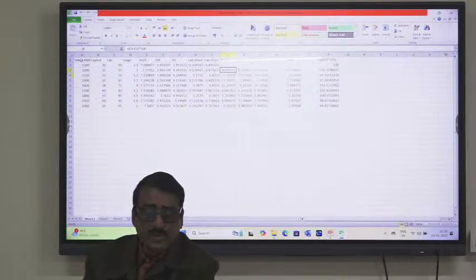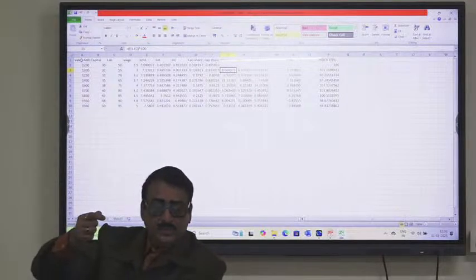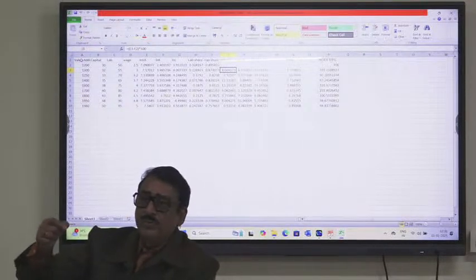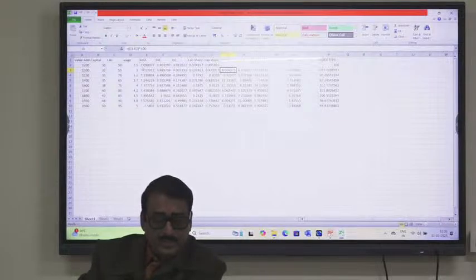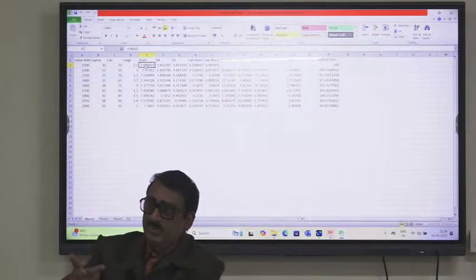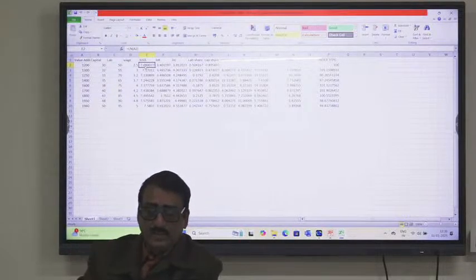Rate of growth in value added, how do you compute? That is the log of value added, this one, minus log of value added, this one, the previous period. So that will give me the growth rate in value added.